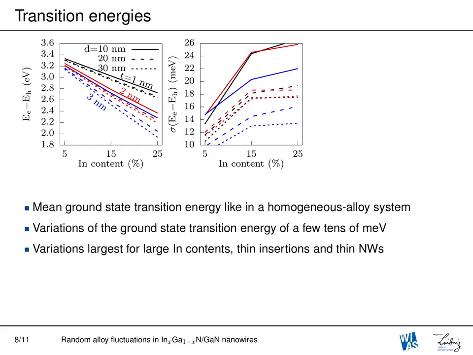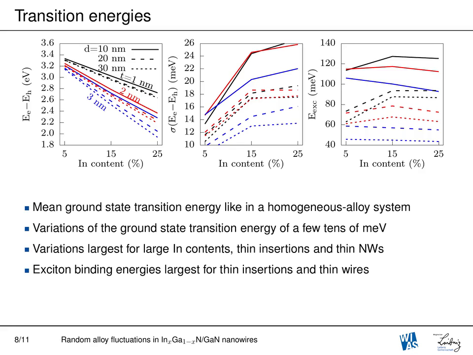If we have a look at the variations of the ground state transition energy in all these systems, they amount to a few tenths of meV, which basically means that solely due to random alloy fluctuations in otherwise identical systems, we will see variations of the transition energy of a few tenths of meV, so basically something like a spectral width already. We find that these variations are largest for large indium contents, thin insertions and thin nanowires.